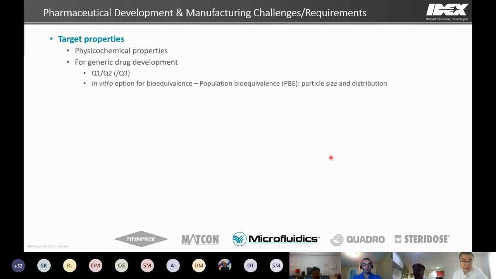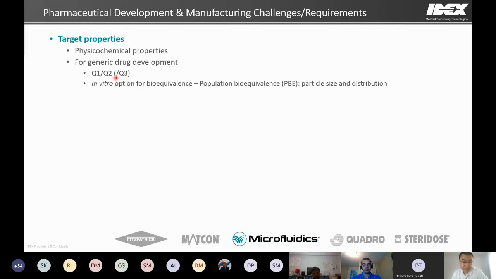Many of you may have heard and or are familiar with the Q123 approaches to demonstrate the equivalency of the test product to the reference listed drug, or RLD. So here, let me just briefly explain that. Q1 refers to qualitative sameness, which requires the same active and inactive ingredients as the RLD. And Q2 refers to quantitative sameness, which requires the same amount or concentrations as the RLD.